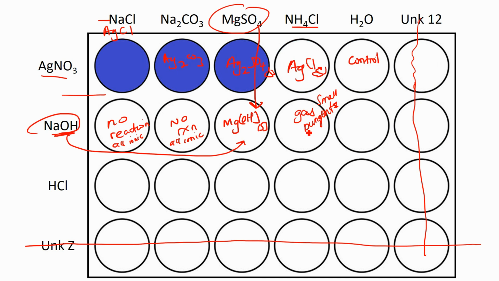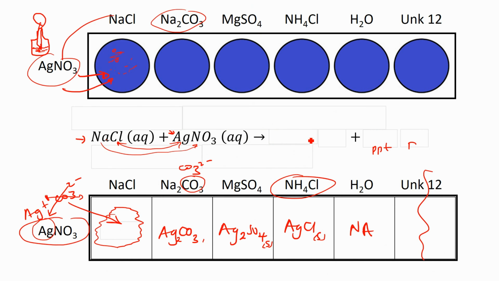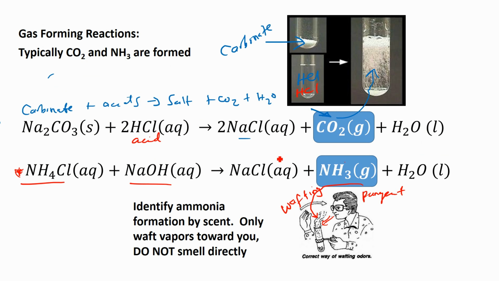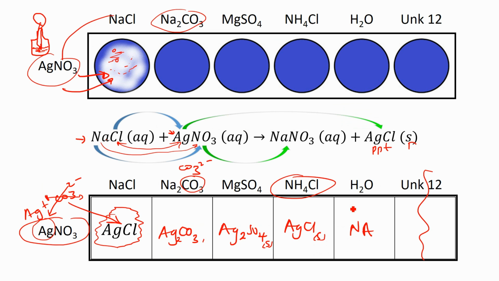Let me see if I can quickly go back. You see this equation? That's between ammonium chloride and sodium hydroxide. There's ammonia gas. That's the pungent smell that you would smell by wafting. So that's what should be in this well.